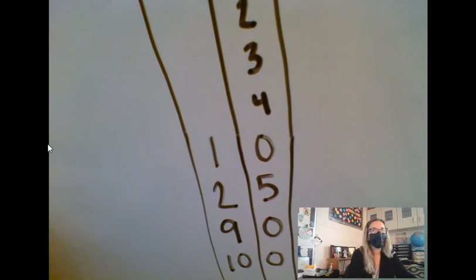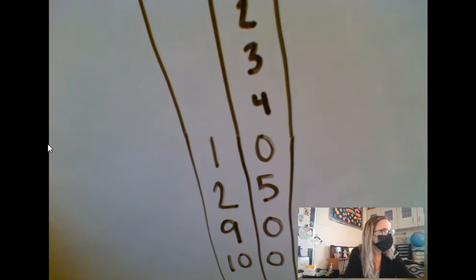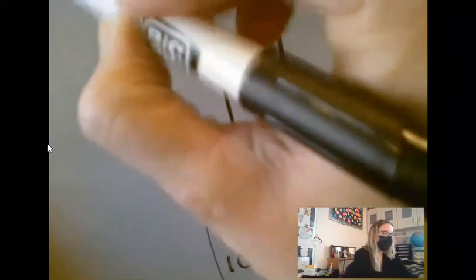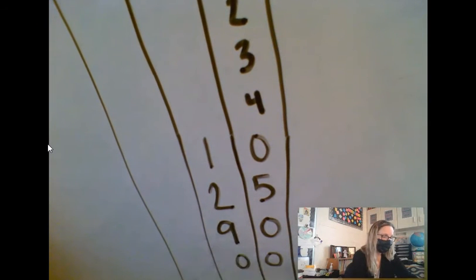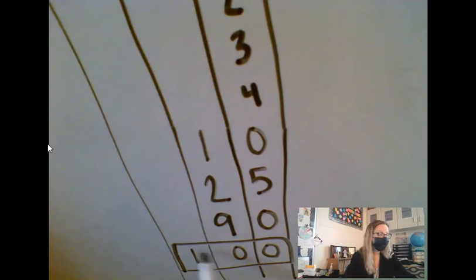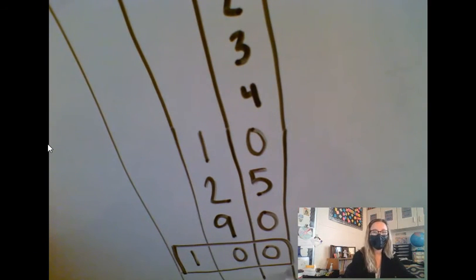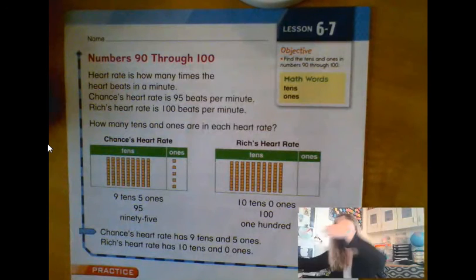I need to create another column, and if you could have heard the video, you would have heard Connor tell us that we need to create a new column. So we'll make a hundreds column, and we will bring over that 100. So we have 1 hundred, 0 tens, and 0 ones to make the number 100. Okay, so each time we add another place value, we get another column. So here we're looking at numbers 90 through 100, and we're starting out talking about heart rate.